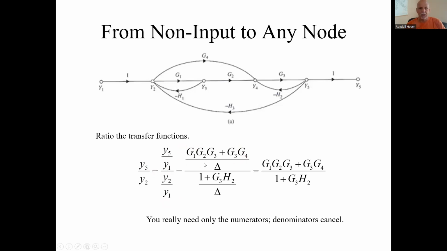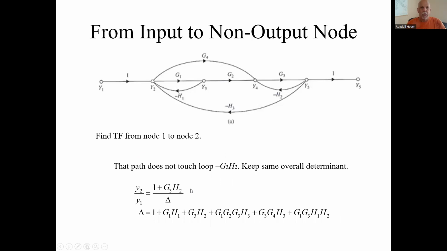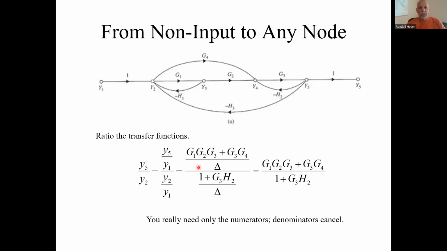In fact, I just did. The bottom part we did just on the previous chart, and the top part we did 2 charts ago. So we already had these two guys, but the big deltas canceled, and I'm just left with the numerators. This is the transfer function from Y2 to Y5. So if you're asked for a transfer function from a node that is not the input node, you must use this ratio method.